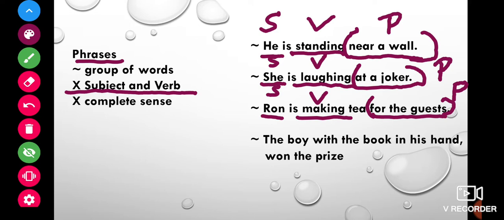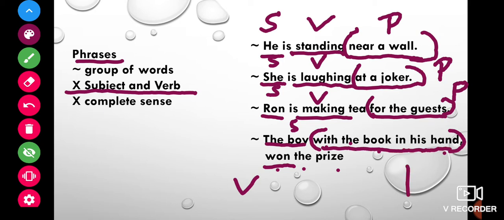Let us read the next sentence. The boy with the book in his hand won the prize. Here the boy is the subject. But where is the verb? With the book in his hand is not a verb. Let us move ahead. Won the prize. So here won is the verb. So in this sentence, with the book in his hand, this part is the phrase. So note the point that a phrase can also be in the middle of a sentence.